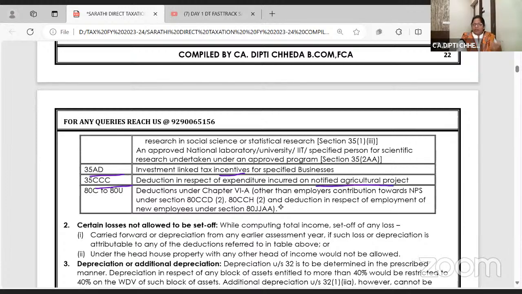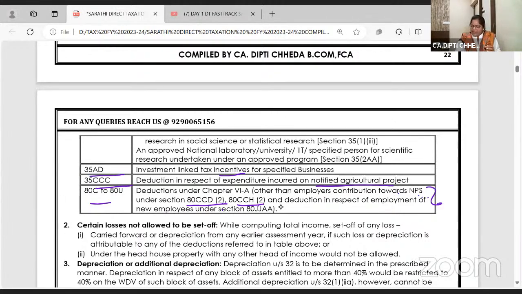35CCC, notified agricultural project under government training and all, that's not allowed. Chapter 6A deductions are not allowed. 80C, 80D, Mediclaim, 80U, कुछ भी allowed नहीं है, except 80CCD(2), National Pension Scheme में what employer is contributing, and 80CCH.